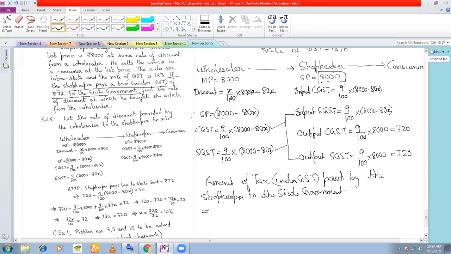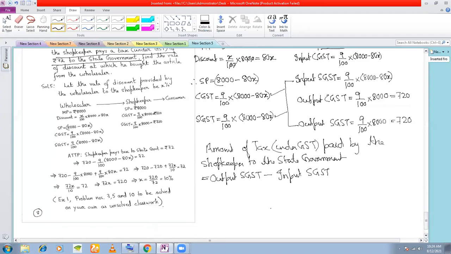is equal to output SGST minus input SGST. This comes to how much? What is the output SGST? 720 rupees. And input is 9 by 100 of 8,000 minus 80x. This is the tax that is being paid by the retailer to the state government.